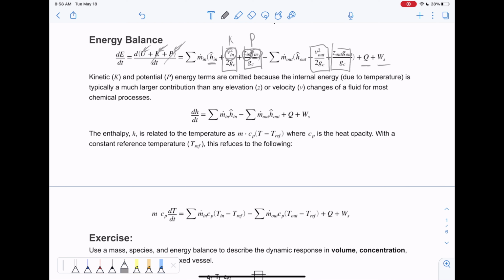Obviously, if it did, we could factor those in. But we can generally make the assumption down here, where we just look at just the change in enthalpy right here. So we're going to have our mass and our enthalpy, and we can also make that distinction with heat capacity to factor it out even more.